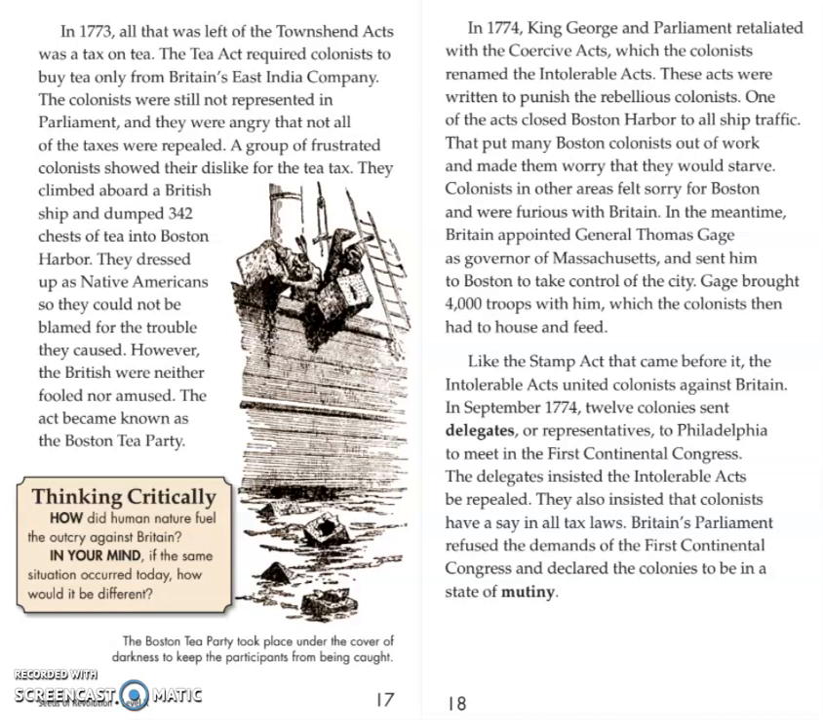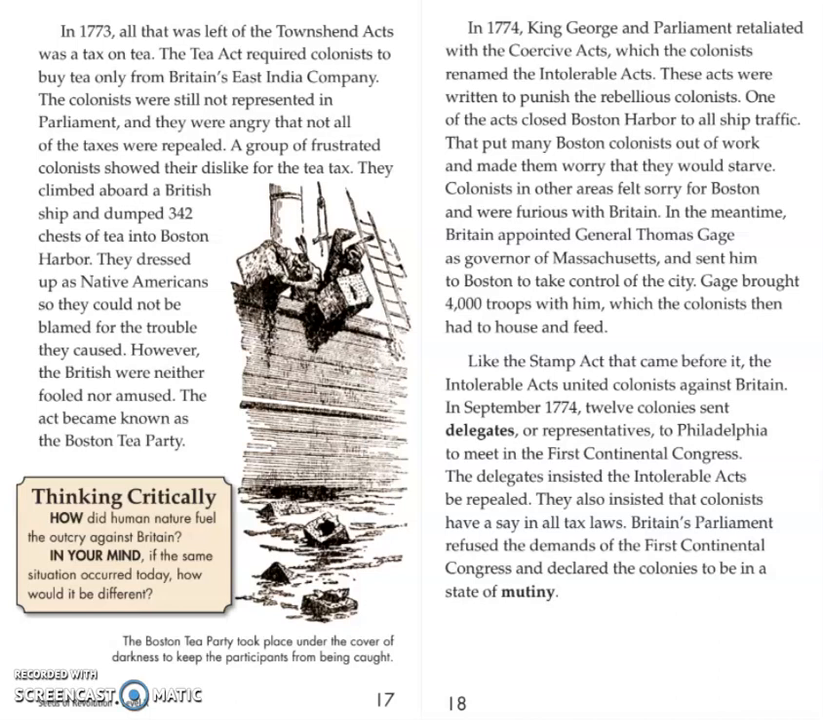In 1774, King George and Parliament retaliated with the Coercive Acts, which the colonists renamed the Intolerable Acts. These acts were written to punish the rebellious colonists. One of the acts closed Boston Harbor to all ship traffic. They put many Boston colonists out of work and made them worry that they would starve. Colonists in other areas felt sorry for Boston and were furious with Britain. In the meantime, Britain appointed General Thomas Gage as governor of Massachusetts and sent him to Boston to take control of the city. Gage brought 4,000 troops with him, which the colonists then had to house and feed.